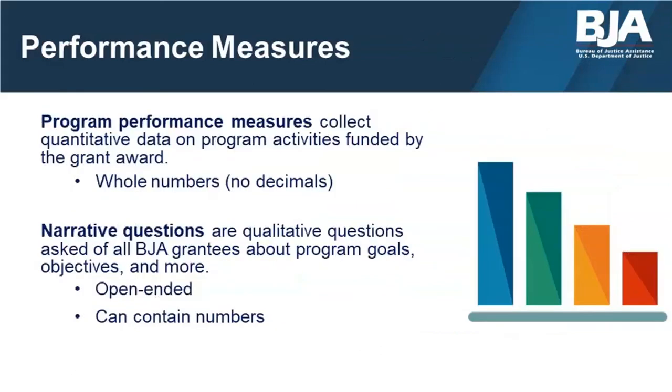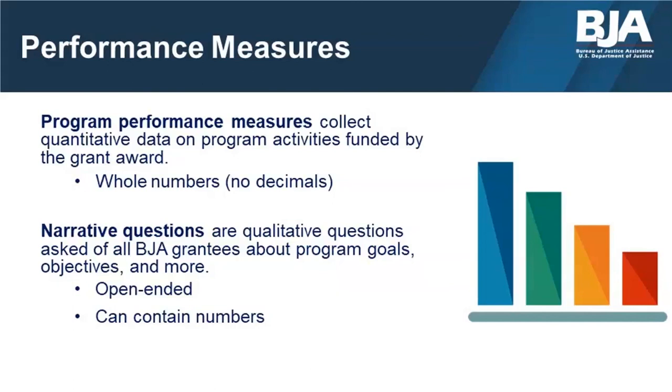As mentioned in the earlier part of this training, the questions in the PMT are made up of 2 main categories. The first is the quantitative program performance measures. This is where you enter the numeric data you collected over the course of the reporting period. For example, how many dollars were spent on law enforcement equipment during this reporting period?